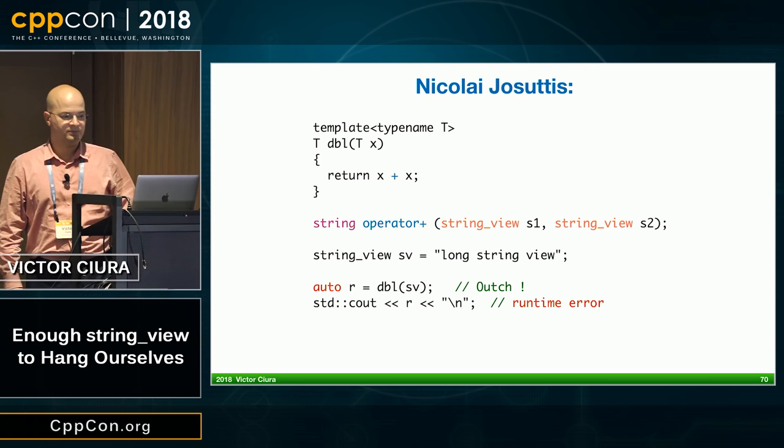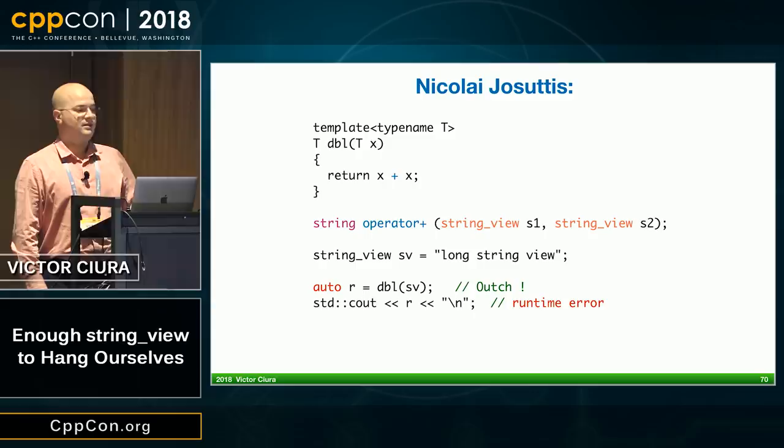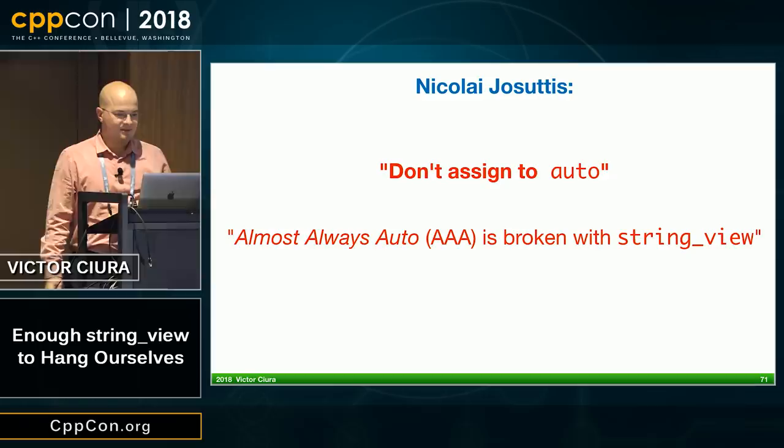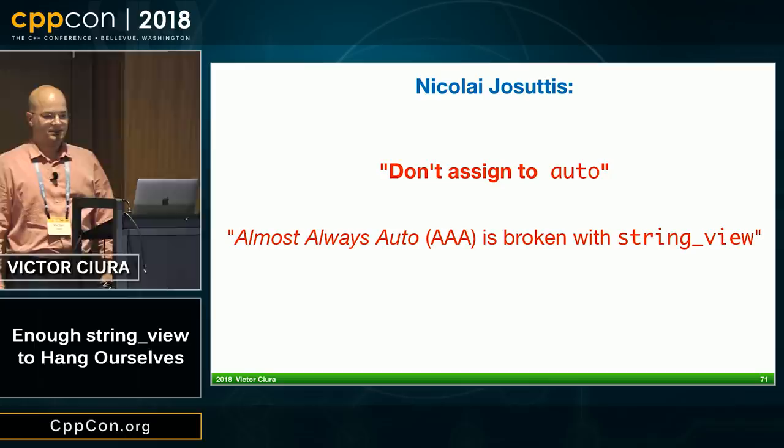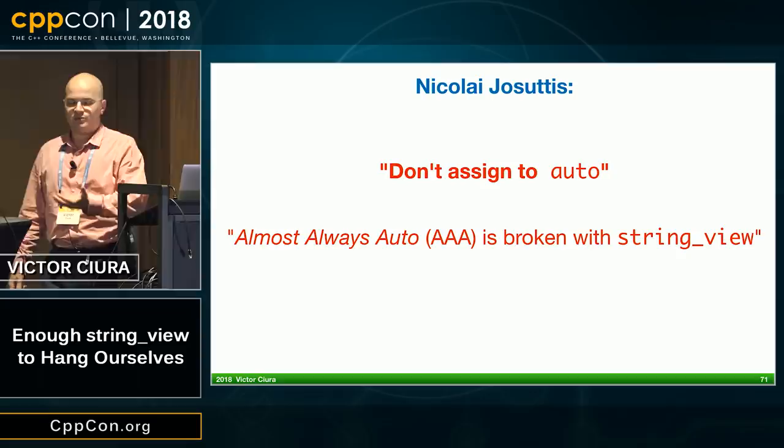Does anyone know why? Yep. The string goes to a string view, it's equal to string view, and then the string will be that button. Exactly. So because of auto here, basically this would be the takeaway. Don't assign to auto. And Nico goes as far as saying that almost always auto is broken because of string view, and because string view is gonna be a popular vocabulary type in use.